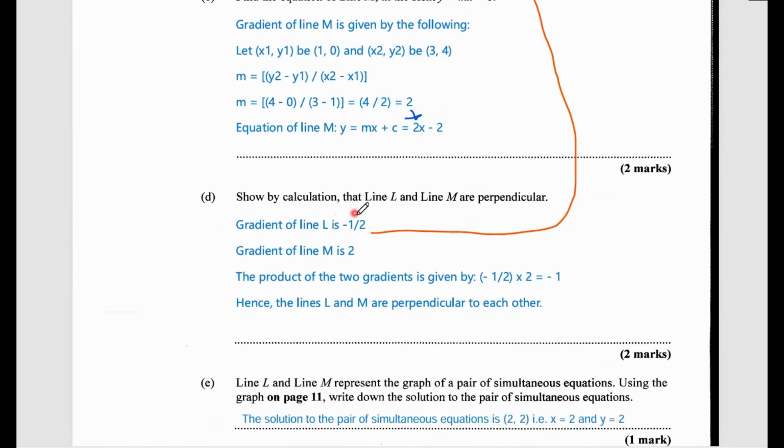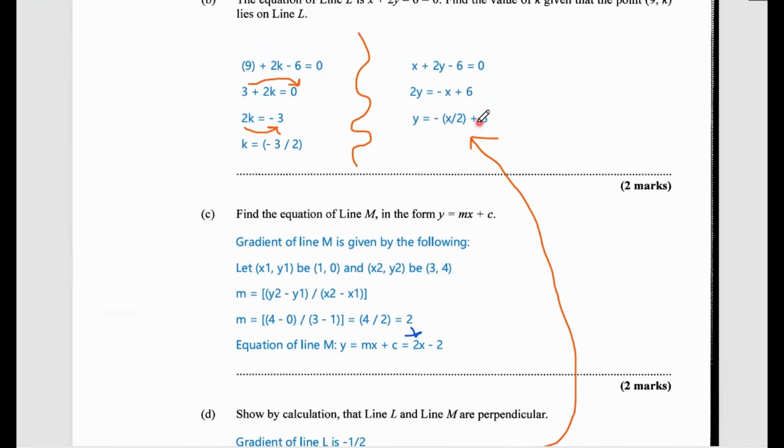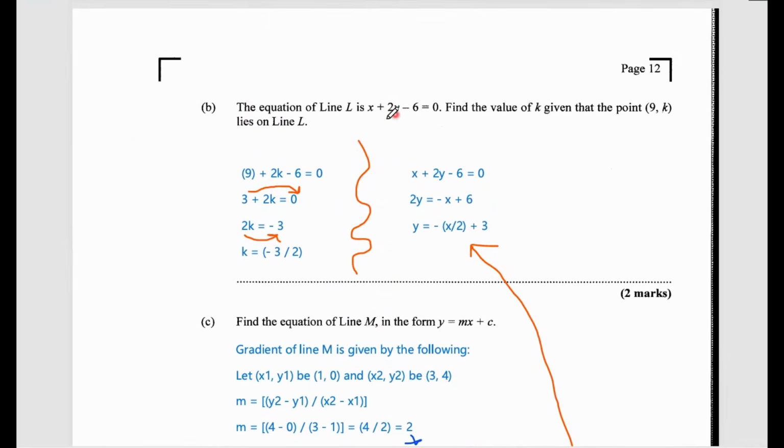D, this is show by calculation that the line L and line M are perpendicular. Gradient of line L, I'll show you what we did. Going back to this, if I make y the subject of the formula, you get 2y equals what? Minus x. And that minus 6 becomes what? Plus 6. And then you divide by 2 below. For each one, you get what? Minus x on 2 plus what? 6 divided by 2, 3. Now, the value in front of x is the gradient, which is minus a half.